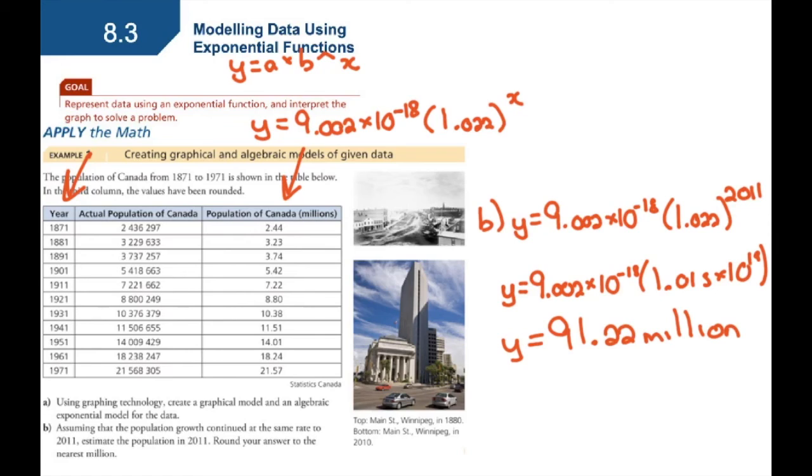Now, anybody who knows anything about the population of Canada knows the population did not reach 91 million in 2011. In fact, it was closer to 35 million. So what that tells us is that the exponential equation did not remain true after we left the time period that was given to us. For this time period, the equation absolutely is true, but after that, the growth rate changed for whatever reasons, so it didn't prove true. If the equation had held true, then yes, Canada would have had a population of 91 million in 2011.